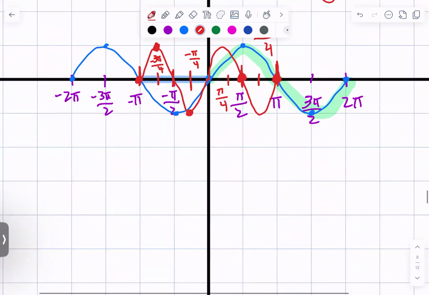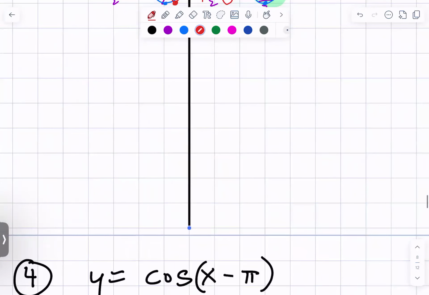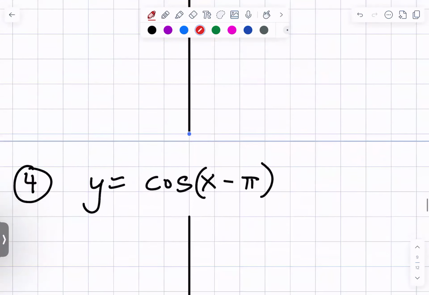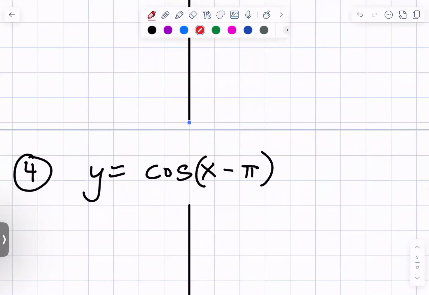All right. My next example is cosine. And I am actually going to do this in a separate video. So be ready for that second video.